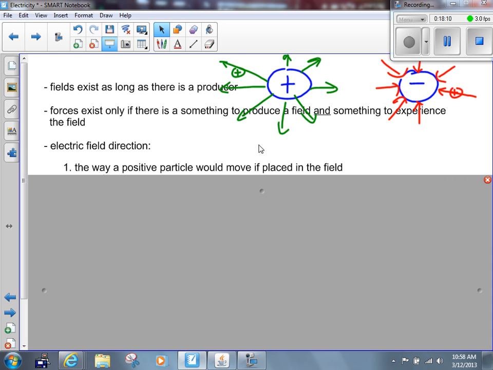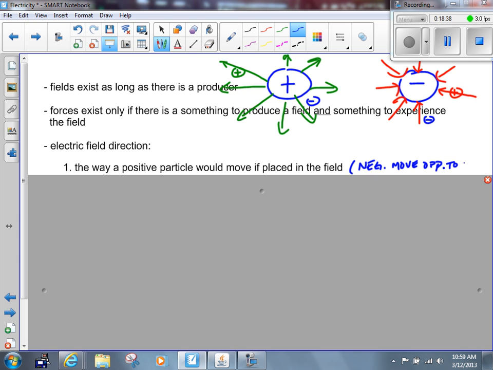What would happen, by the way, if I stuck a little negative experiencer in here? Which way would it go? Towards it, right? Opposite to the direction of the field. What if I put a negative in here? Away from it, opposite to the direction of the field. So the field is the way that a positive particle would move when placed in the field. We'll say negatives move opposite. Negatives always move in the opposite direction to the field.